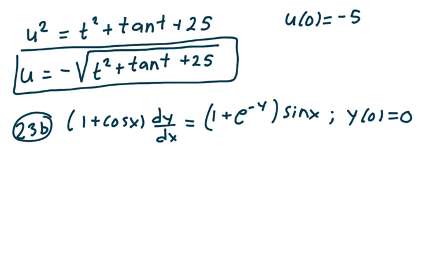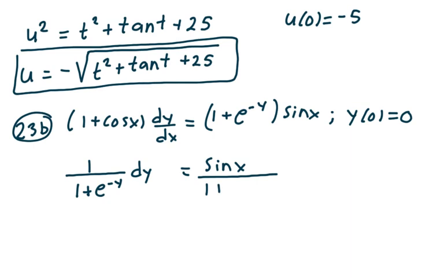Okay, from here, I'm going to say 1 over 1 plus e to the negative y dy. This is separable, okay? So what I did was I divided both sides by 1 plus e to the negative y. Now, on the other side, this is sine of x divided by 1 plus cosine x dx. So you can think of it this way. I divided both sides by 1 plus cosine x, and then multiplied, quote unquote, by dx.